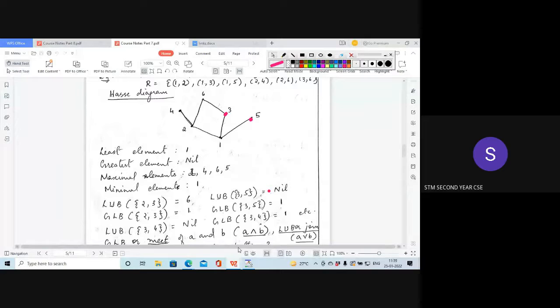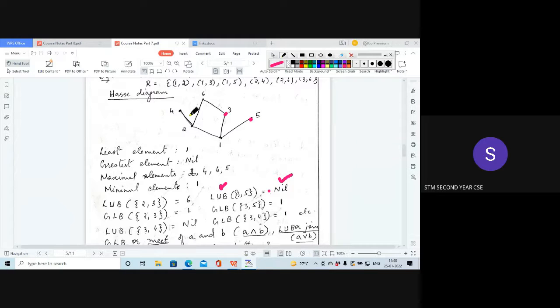No. Why? Because there is no element above 3 and 5 to which 3 and 5 are related. So there is no upper bound for 3 and 5. Therefore, there doesn't exist a least upper bound for 3 and 5, because 3 is not related to any element, and 5 is also not related to any element.